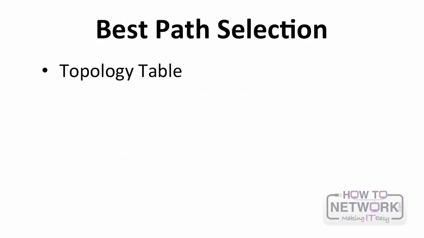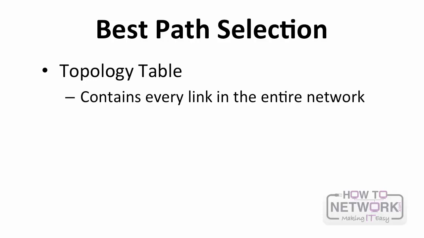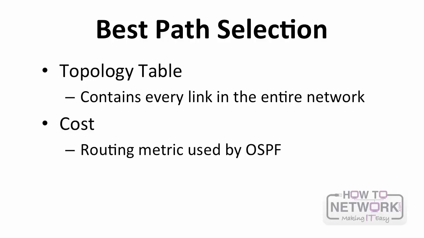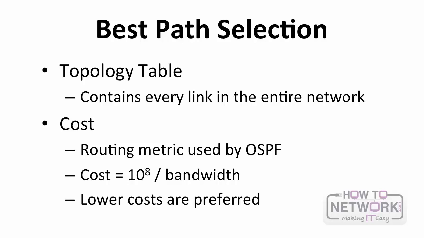So now that OSPF has gathered all this information, it needs to know what to do with it. It needs to choose the best path. So it puts all the information in a topology table. And then the metric for OSPF is cost. So cost is 10 to the power of 8 divided by bandwidth, and lower costs are preferred. So the best way to understand cost is actually for us just to draw this out to see how it works. So let's draw out a 6 router network.